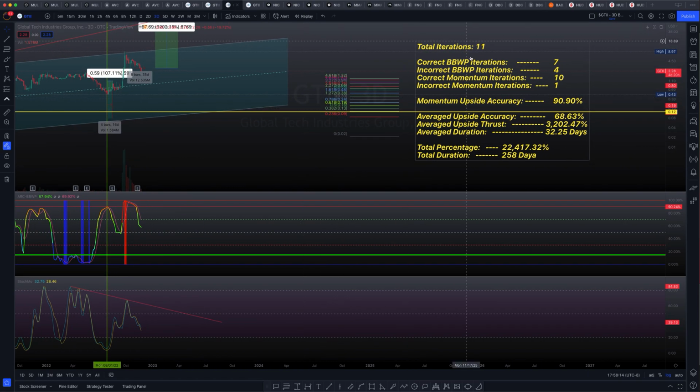And out of the 11 iterations, we actually got 10 correctly guessed to the upside, giving us just one incorrect guess. This gives us a momentum upside accuracy of 90%. Not perfect, but very, very good to consider.